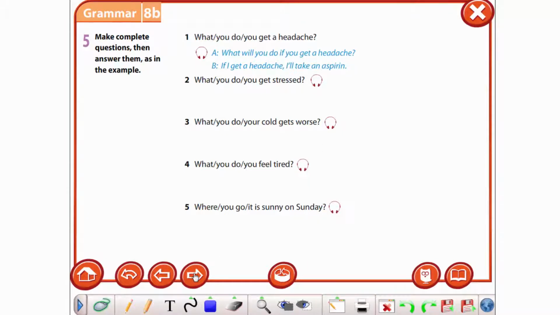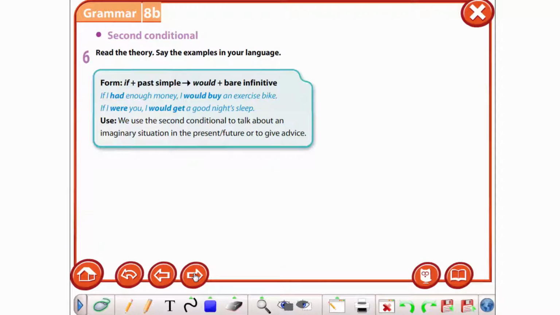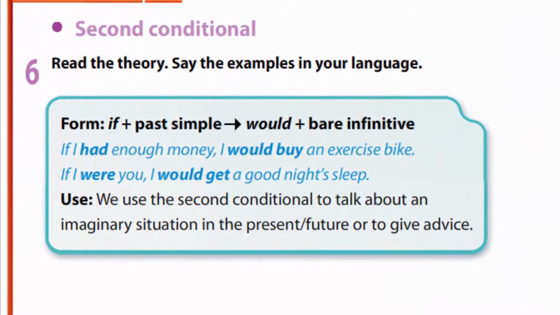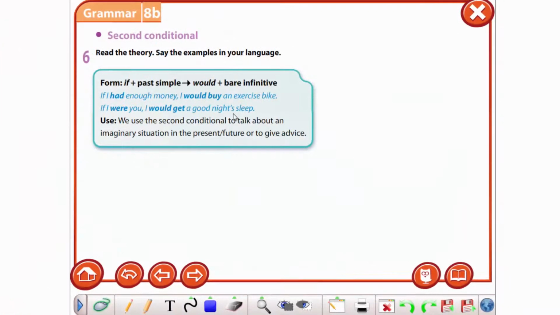Second conditional. We use the second conditional to talk about an imaginary situation in the present or future, or to give advice. We use past simple in the if clause and would plus bare infinitive, the future in the past. If I had enough money, I would buy an exercise bike. If I were you, I would get a good night's sleep. Now please watch the video about the second conditional.